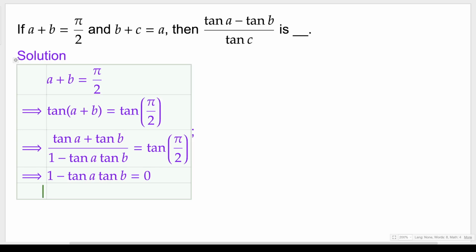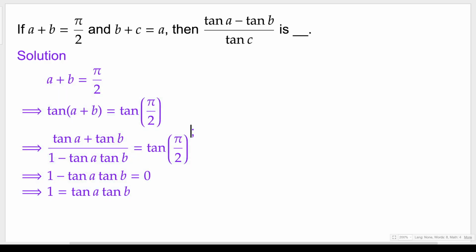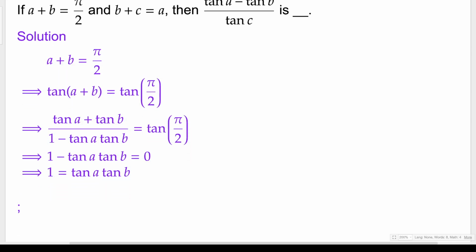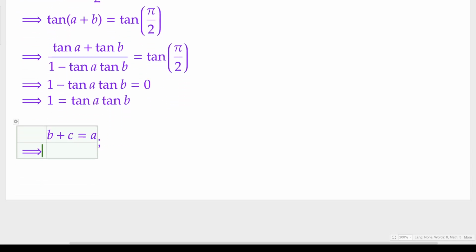So from this one we can conclude that the product of tan a times tan b is equal to 1. Now, the next expression that is given to us, I'll be utilizing that, that is, b plus c is equal to a. Now this is something which is given to us.